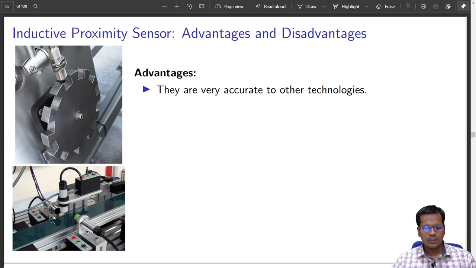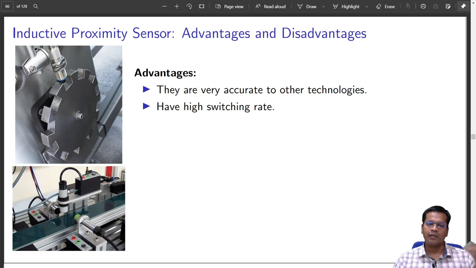Okay. And you see, this is a moving conveyor. You have three proximity sensors. Anything that passes by, they can detect. Each of them can be of different ranges. They have a high switching rate. It can be switched at a very high rate. That means you can have a moving conveyor with so many objects kept there, and it can move at a much faster speed, and you can detect each one of them independently.